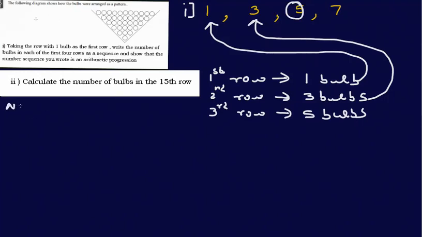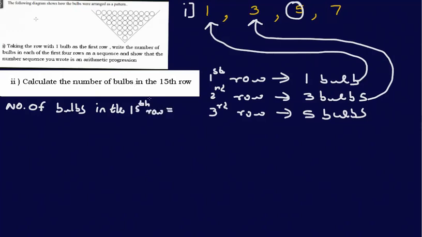So calculate the number of bulbs in the 15th row. So number of bulbs in the 15th row should be represented by which term? Looking at the pattern, third row's bulbs are represented by the third term, 5. The fourth row's bulbs is represented by the fourth term. So number of bulbs in the 15th row should be represented by which term in the progression?